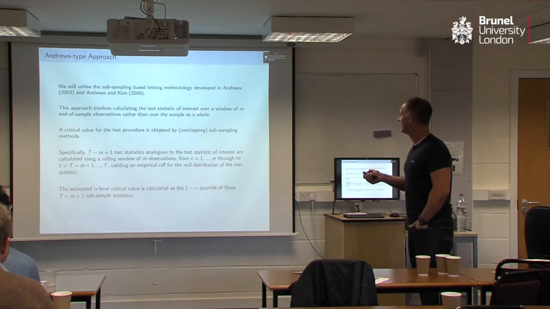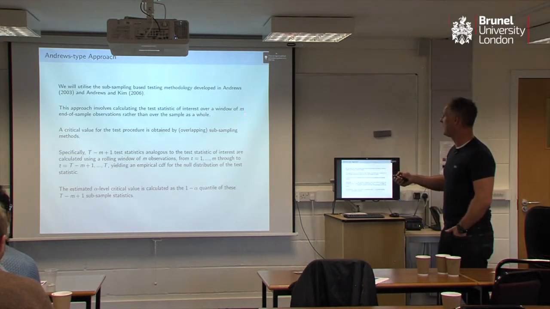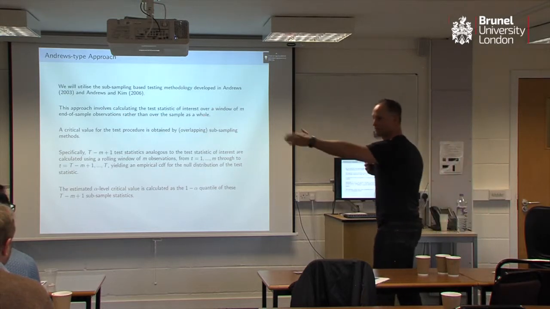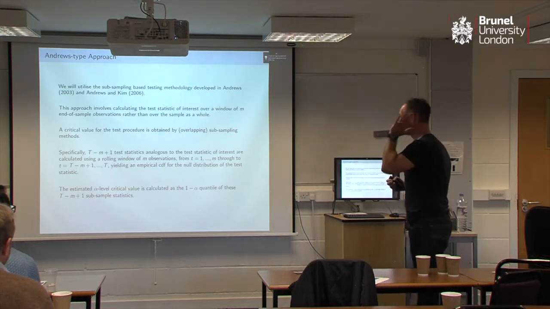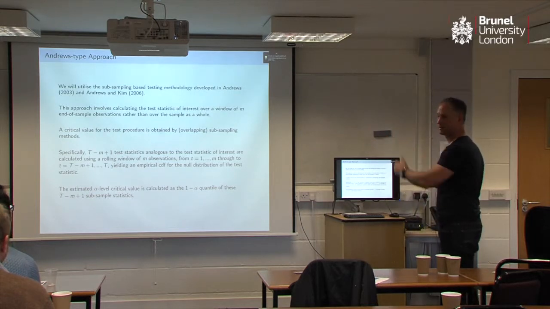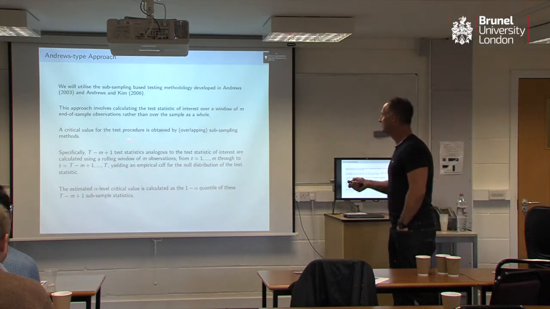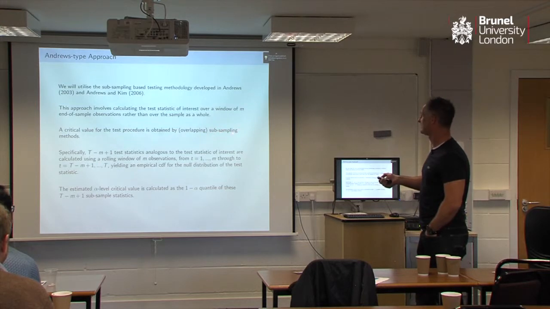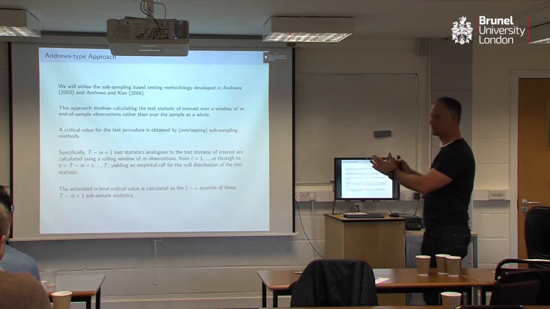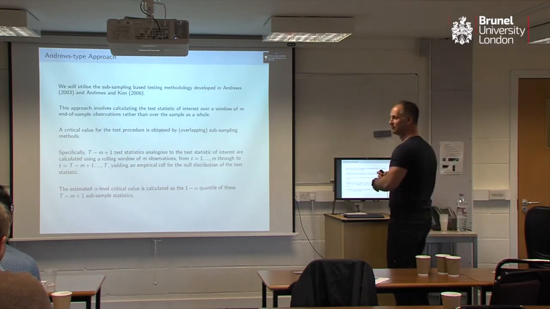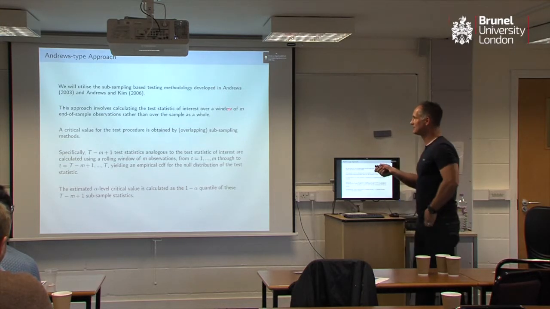So you calculate your statistic of interest over a window of m end-of-sample observations rather than the sample as a whole. So you are not doing all this backwards and forwards stuff. You are just saying, here's the end of the sample, m observations, run the test. You then get the critical value for that by doing overlapping subsample methods. So in other words, a rolling sort of window of m observations through the sample, but not using any of the sample that you're testing on at the end.